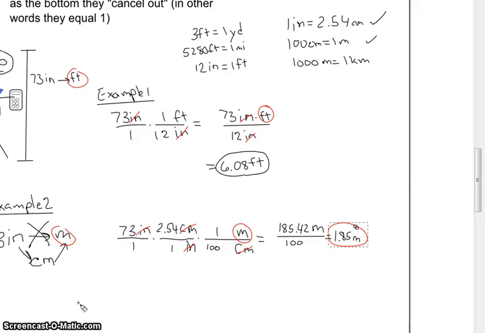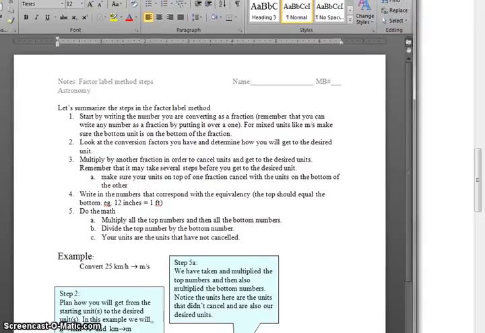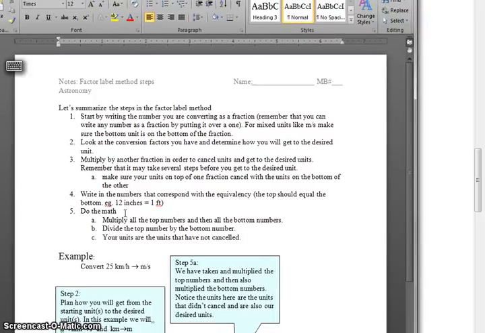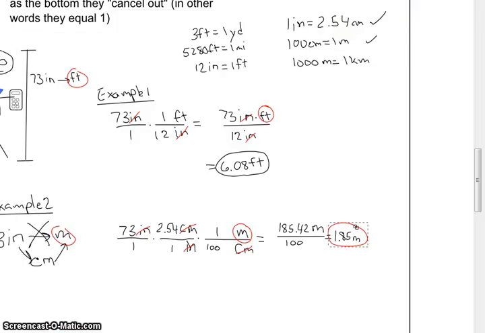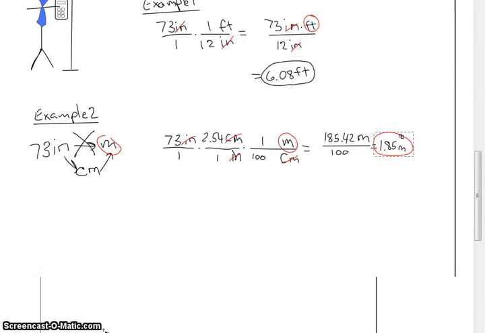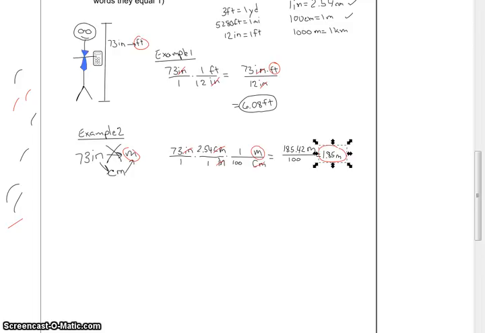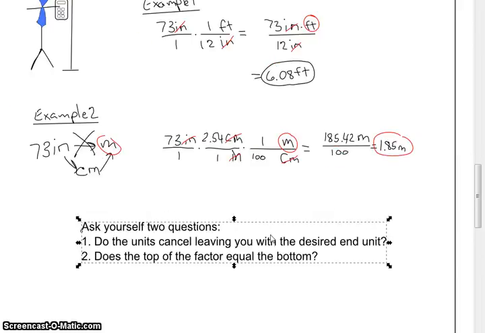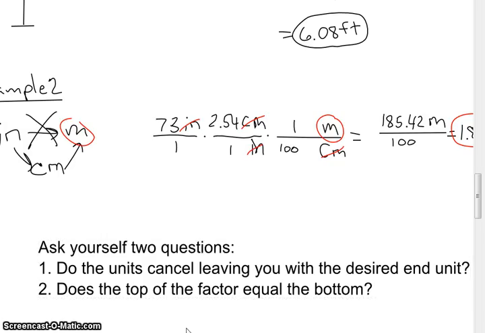So in summary, we have these steps that you can undergo. These are the steps that I've really used to solve for the factor label method. But ultimately, I think you can really summarize the factor label method if you understand the math behind this. You can summarize the factor label method in 2 questions, and I'm going to go grab those questions off here, bring them over. And here are the questions you can use to summarize it. When you do the factor label method, do the units cancel, leaving you with the desired end unit? So let's take a look.